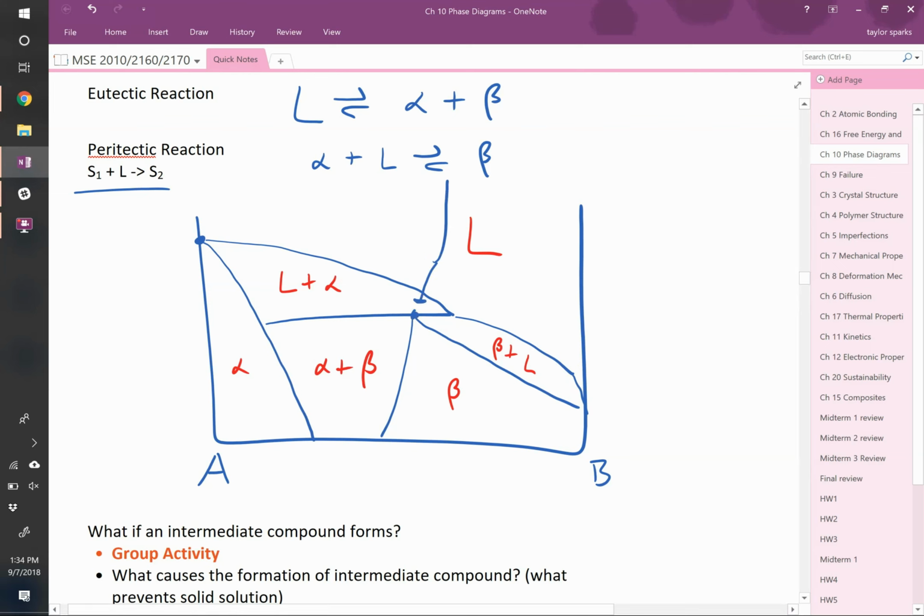Happens right there. As you cool it down, you have a mixture of liquid plus alpha, and when you go down in temperature, all of a sudden you have 100% solid at a single phase of solid. Okay? That's a peritectic reaction. Okay?